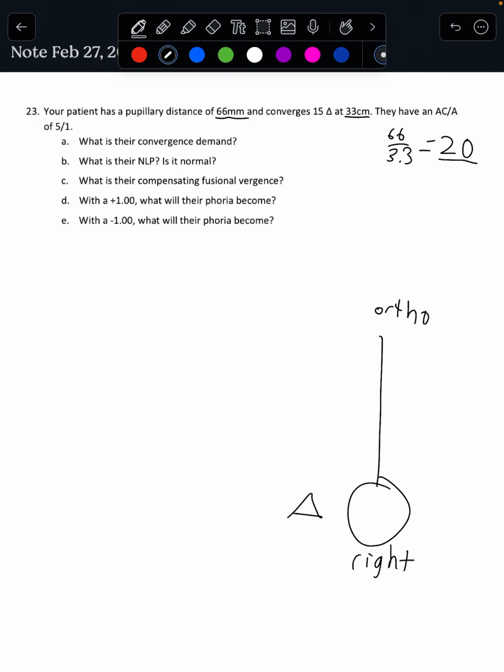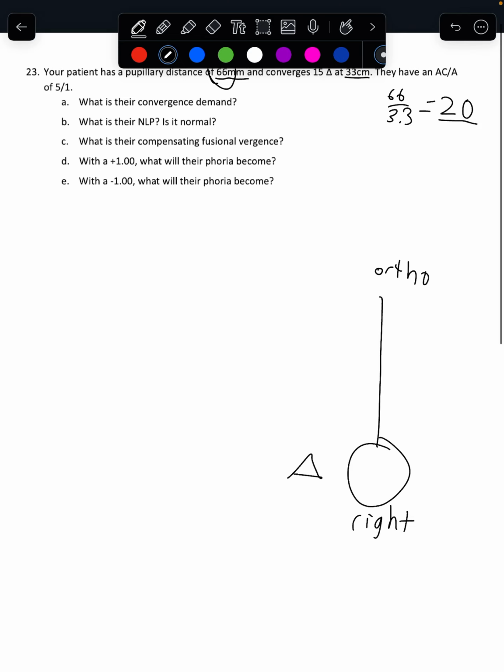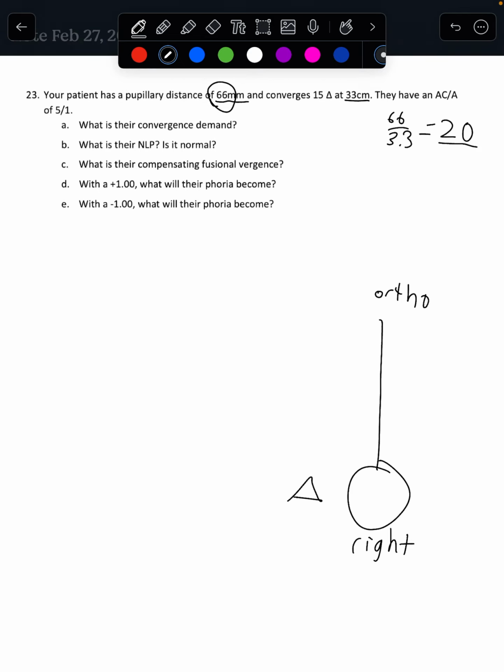Okay, so what does this 20 mean? That means that a patient who has no phoria and has a PD of 66 working at a distance of 33 centimeters will converge 20 prism diopters from ortho. Okay, so I'll say that again. A patient who has no phorias has a PD of 66. If we start at ortho and then we have them look at a target that's 33 centimeters away, they'll converge 20 prism diopters, so 20 PD, and then I'll draw a line here.